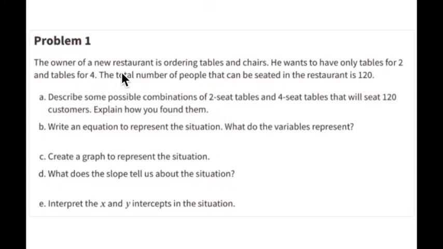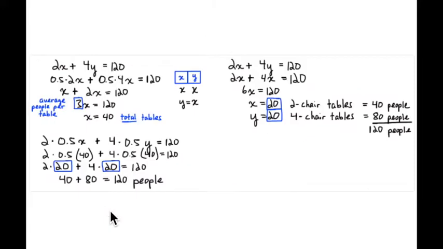The owner wants to know what are some different combinations that he can have of tables that seat 2 people and tables that seat 4 people. So you want to describe some possible combinations, write an equation, create a graph, say what the slope of that graph tells you, and then figure out the y-intercept and the x-intercept, and what those numbers mean.